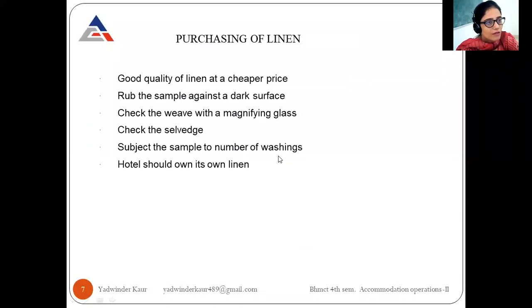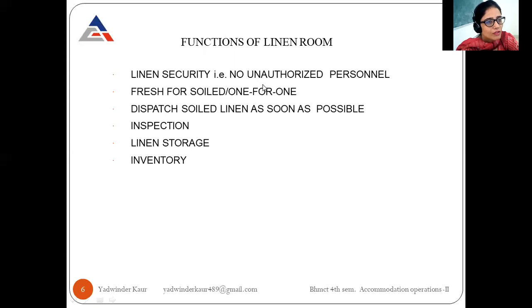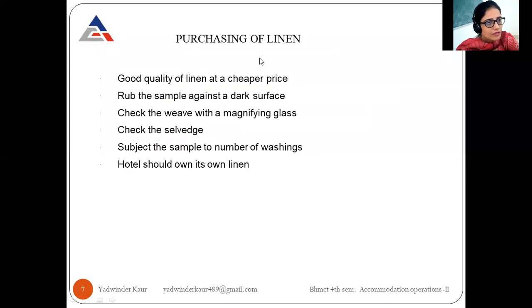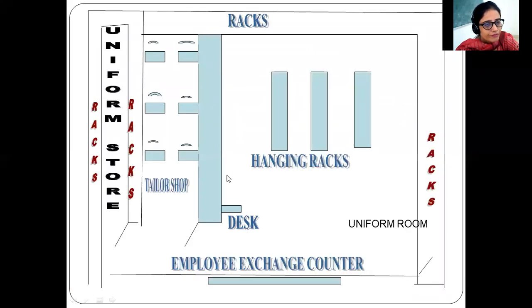Then we have done the functions of linen, right? Then purchasing of linen, it should be good quality at a cheaper price. Rub the sample against a dark surface. Check the weave with the magnifying glass. Check the assemblage. Subject the sample to a number of washings. Hotels should own their own linen.